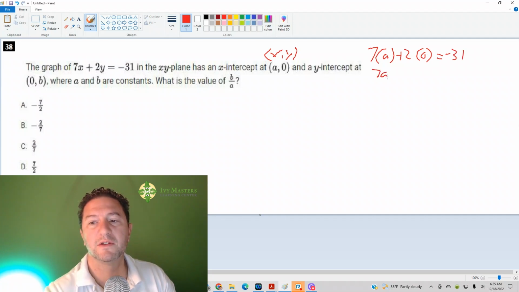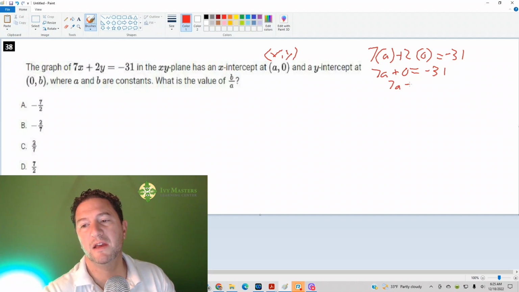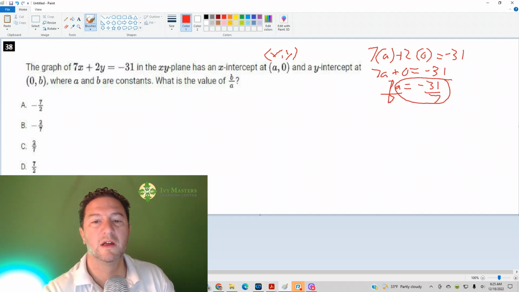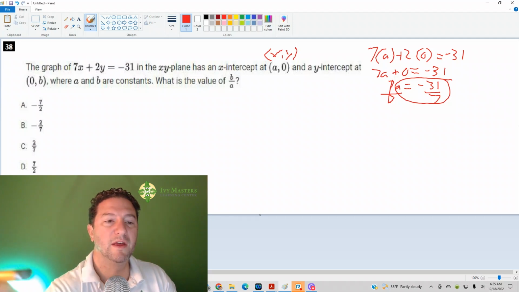And 7 times a is just 7a. 2 times 0 is just 0. Equals negative 31. And of course, 7a plus 0 is just 7a equals negative 31. And divide both sides by 7. This cancels. A is negative 31 over 7. Let's do the same to find the b.